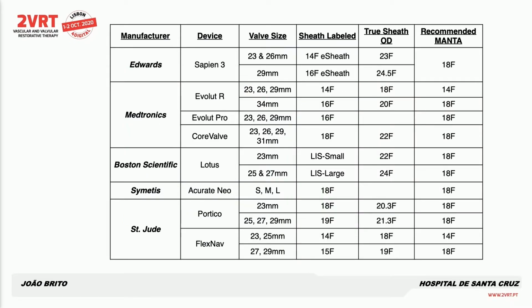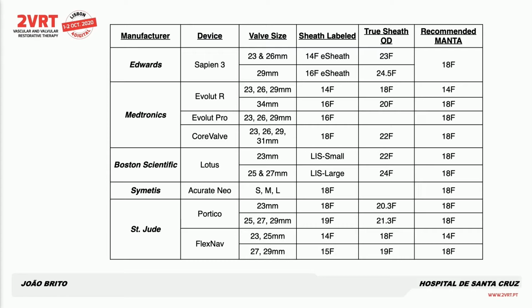We have a list of devices that we can use. Basically, we have all the devices, the prostheses, TAVI devices that we nowadays use in our cath labs. Most of them are used with the Manta 18 French. There are two types of devices in which we can use the Manta 14 French, which are the Evolut R, the previous generation of the CoreValve, and the new Portico FlexNav.